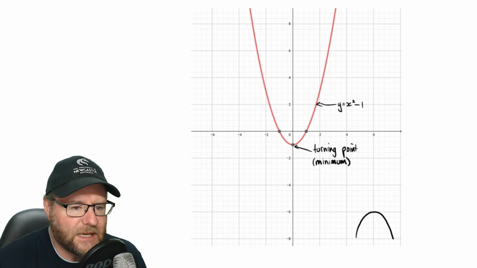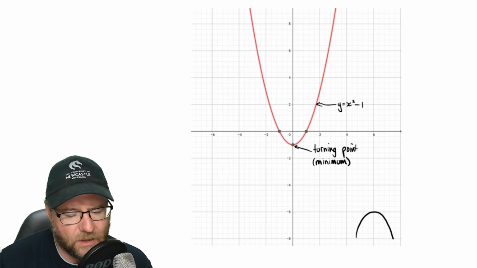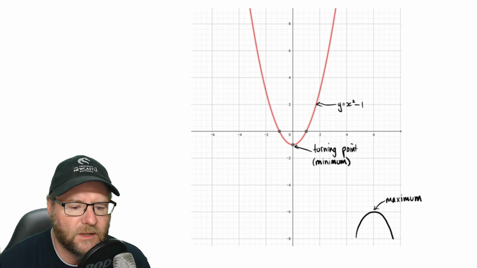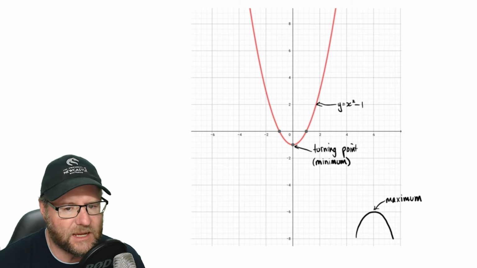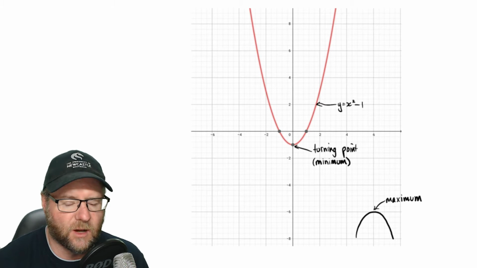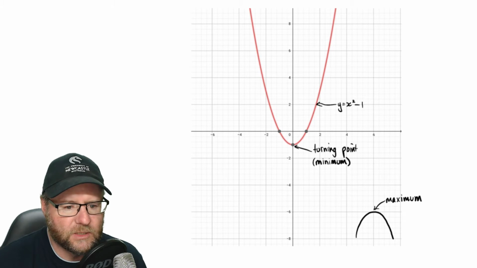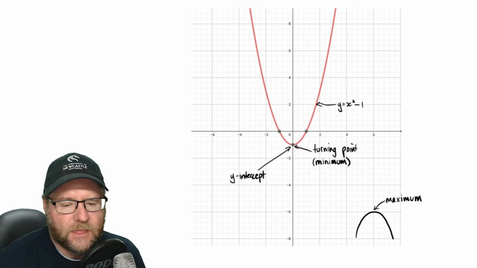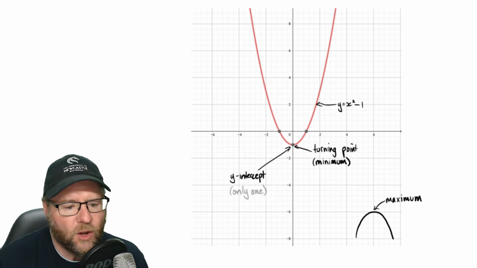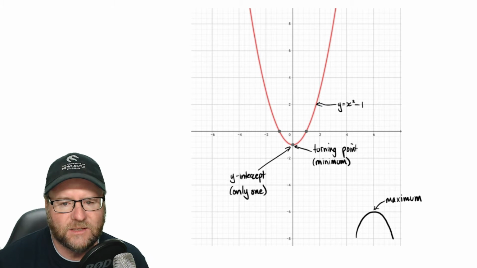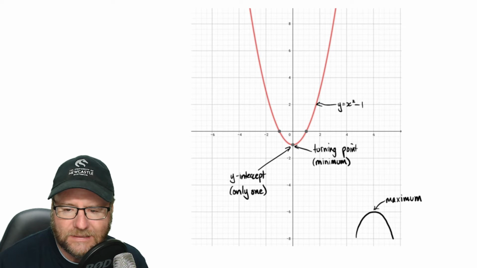You'll see some parabolas, like this one, if it was upside down, so in other words, it has a negative coefficient, then the turning point becomes a maximum. If you imagine it's a graph like a hill, the maximum value is at the top of that hill. So turning points could be minimums. They could also be maximums. It has a y-intercept, and it'll only have one. Okay, any parabola can only cut the y-axis at one point.